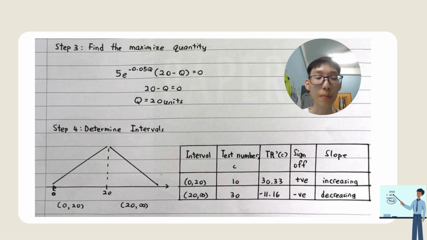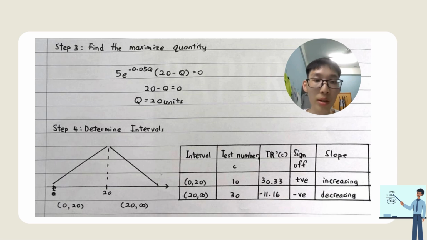After selecting the test number, we need to substitute the number into the total revenue prime function that we derived in step 2. And then we will get a value which is 30.33. Since there is no negative sign on the answer, we can write the sign as positive. And if the sign is positive, it means that the slope is increasing.